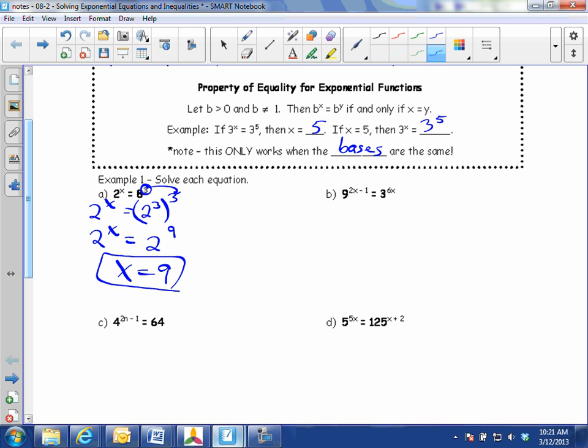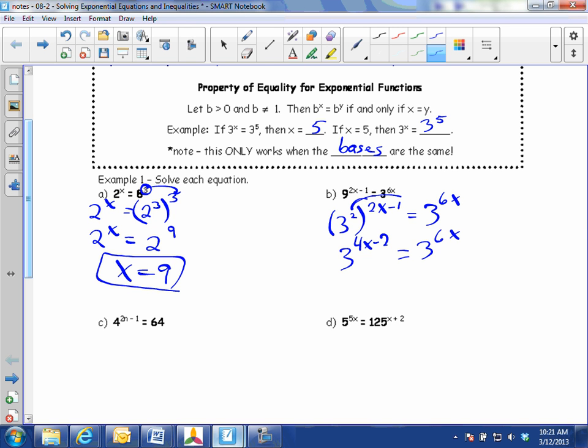Alright, let's look at B. Bases are not the same. How can I rewrite it so the bases are the same? Multiply it by 3, only one time. 3 squared equals 9. There we go, because 3 squared is 9. So we're going to put that on the outside here. Okay, then what? Notice that we have to distribute this 2. We have to multiply it through everything here. So we're going to have 4x minus 2.